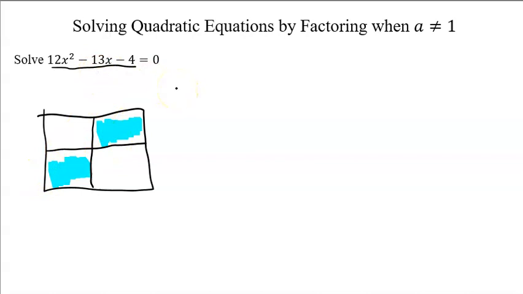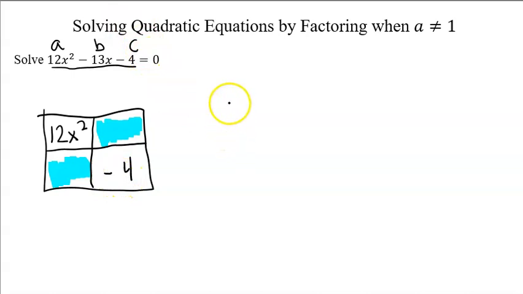So the setup's always the same. So I'm going to put the x squared term, or the term with the a in it. Remember, this is a, b, and c. So that term is going to go on the top left hand of my model. And the constant term, or the last number, c, will go on the bottom. And I always put the sign attached to that.